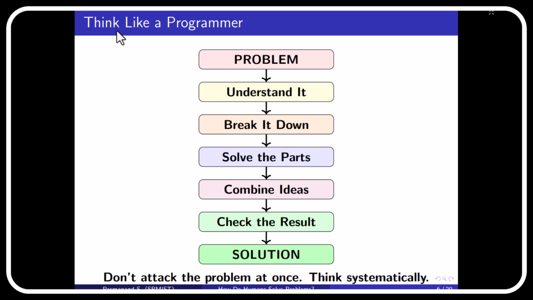So let's turn what we just did into a systematic process. When a programmer receives a problem, the first question isn't what code should I write? Instead, first understand the problem, then break it down, solve the smaller parts, combine those ideas, and finally check the result. Only then do we have a solution. So don't attack a complicated problem at once. Think systematically. Good programmers don't necessarily think faster, they think systematically, and that leads to a very common mistake beginners make.